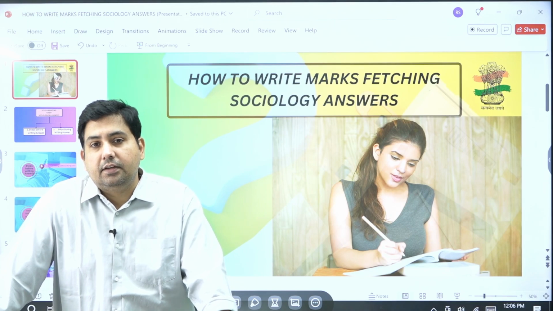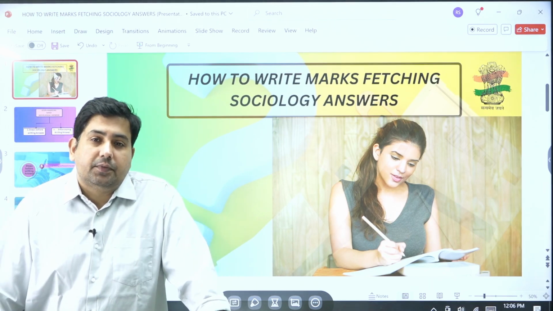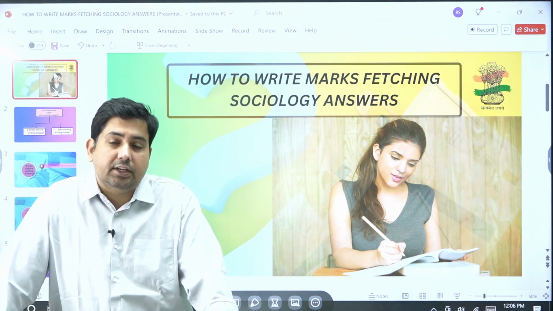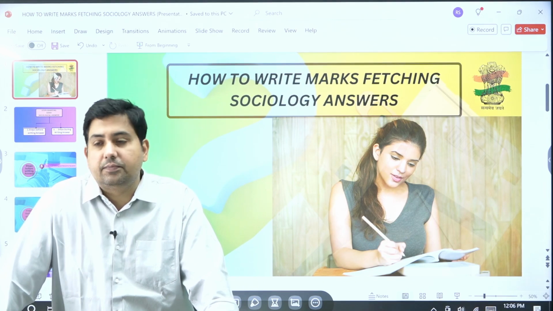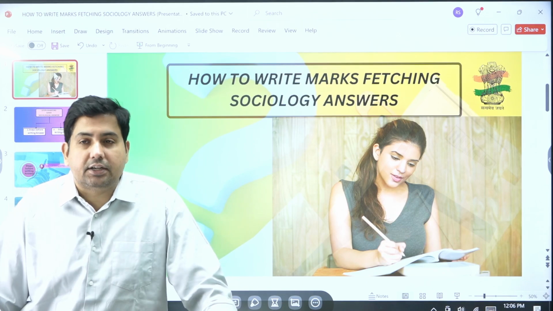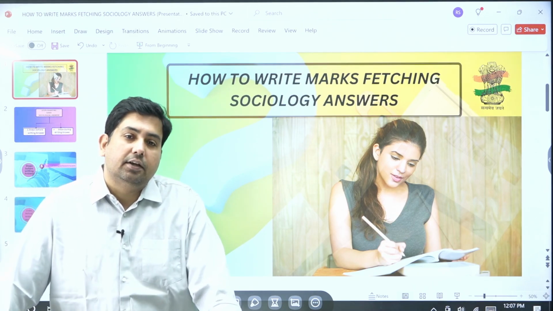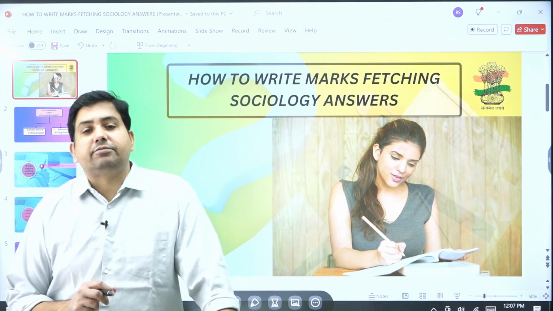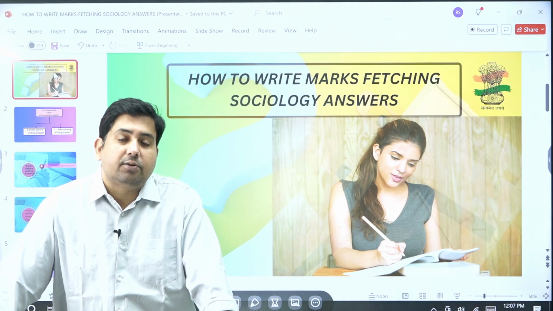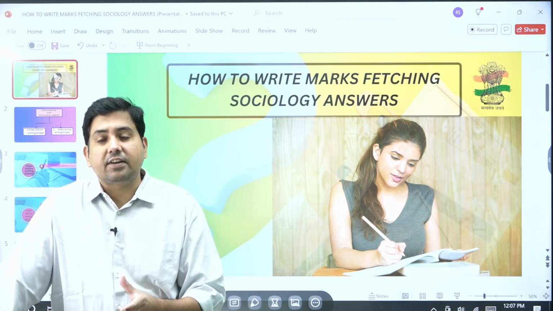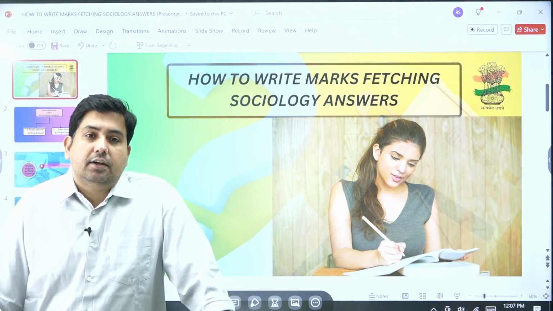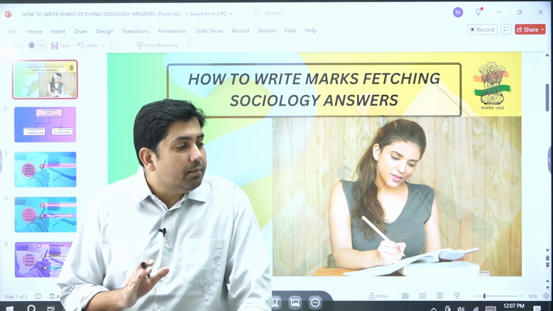See, writing marks-fetching sociology answers in the UPSC mains exam is not math, not simple math, but actually chemistry, you can say. Why chemistry? Because it requires a blend of things like your overall sociological understanding. Also, it requires theoretical depth, analytical rigor, and effective structuring of answers. And wherever possible, your answer must show contemporary relevance.